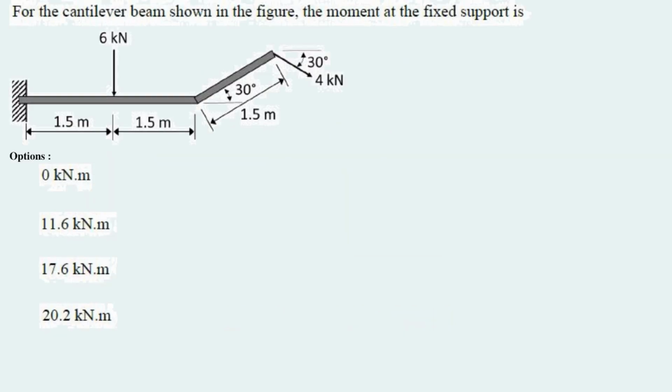Let's have a look at this question. Here a cantilever beam is given. We need to find the moment at the fixed end. Here the moment at the fixed end is due to the forces 6 kilonewtons and 4 kilonewtons. Now let's draw the free body diagram first.